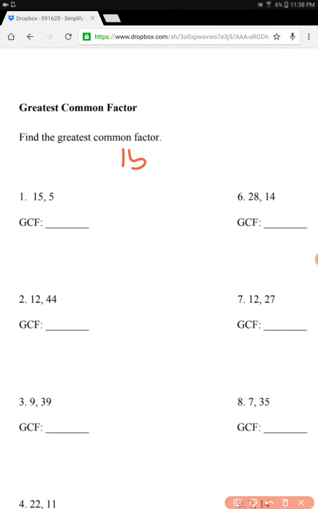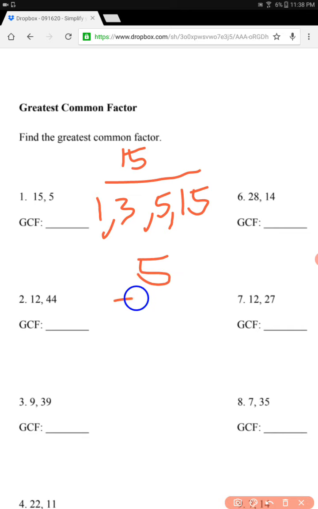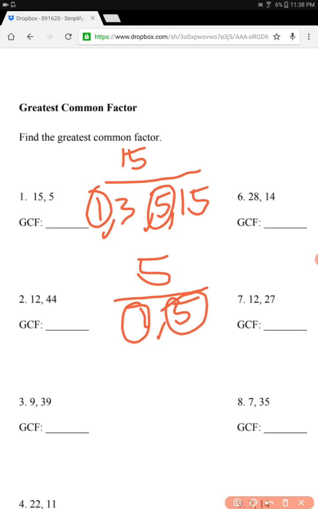So for 15, it would be 1 and 15. 1 times 15 equals 15. And 3 and 5. 3 times 5 equals 15. And then for 5, it's just 1 times 5 equals 5. Nothing else. And 1 and 1 are common factors. And 5 and 5 are also common factors. And the greatest one is 5. So the greatest common factor, the GCF, will be 5.